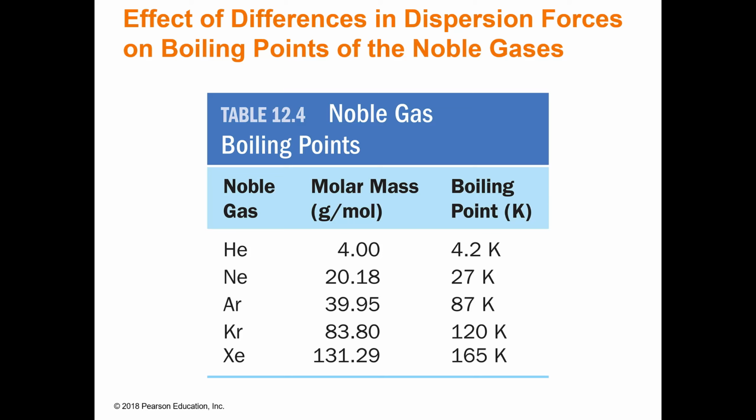This figure compares noble gas boiling points. The heavier the atom, the higher the boiling point due to stronger dispersion forces. It's the same principle in organic molecules. Larger hydrocarbons, like in lipid-soluble drugs, have stronger dispersion forces, influencing how they distribute in fatty tissues.